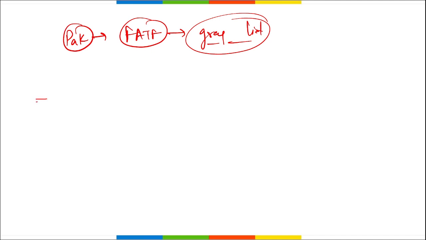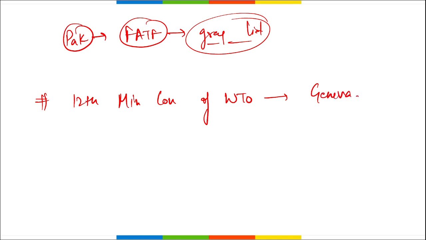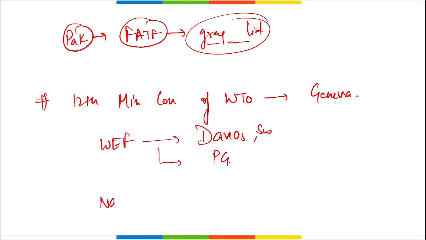Then tell me, the 12th edition of the ministerial conference of WTO, where was this held? This was held in Geneva. If I ask you about the World Economic Forum Summit, where was it held? It was held in Davos, Switzerland. And who was the Indian delegate? Piyush Goyal.